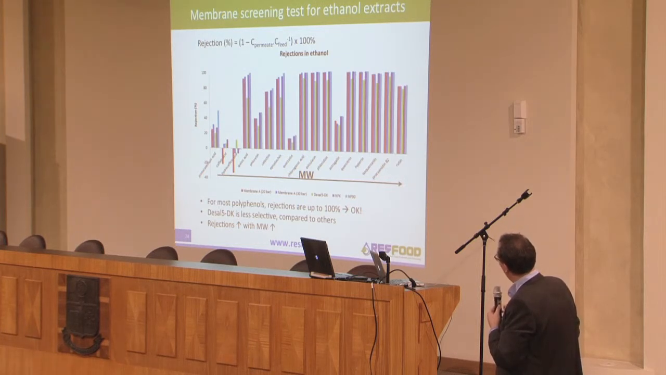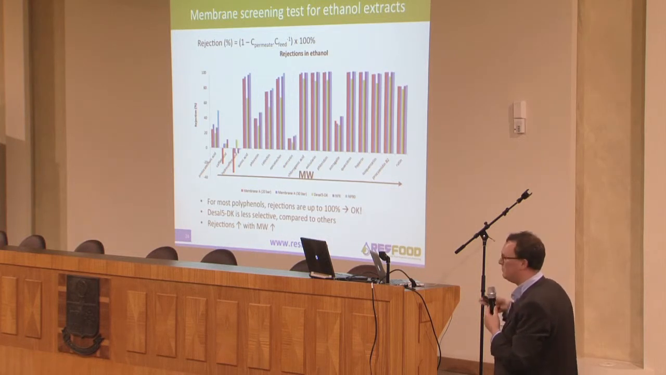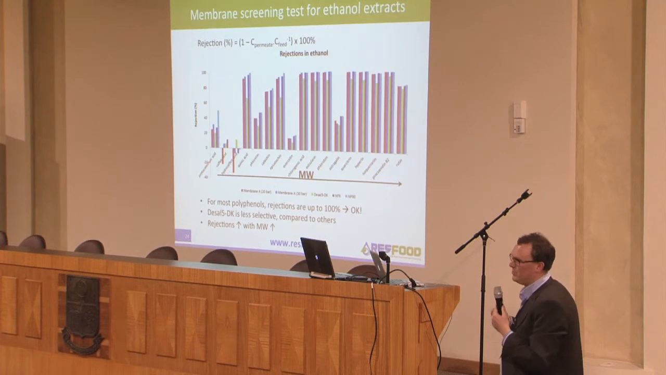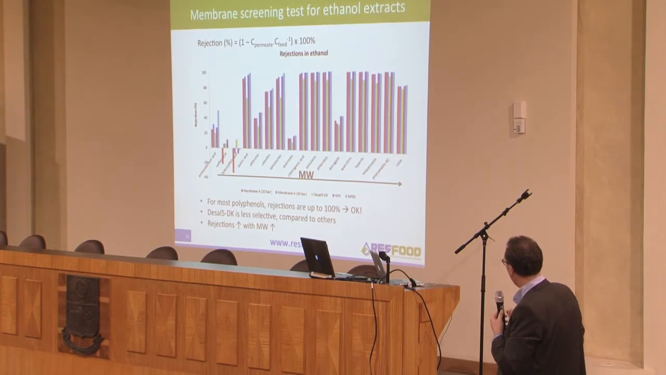The conclusion from these data: what we want is a high rejection of about 100%. It means that your polyphenols will not pass the membrane. So we have a nice rejection. You can actually concentrate your polyphenols in your ethanol. Ethanol here is 56% ethanol. And for most polyphenols, the rejections were up to 100%. So these were good results.